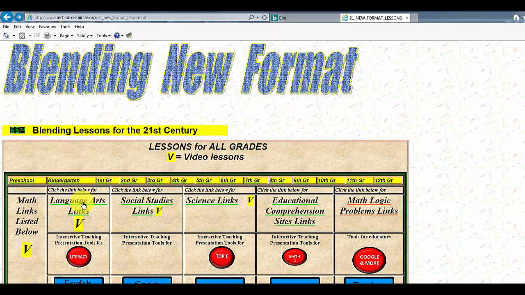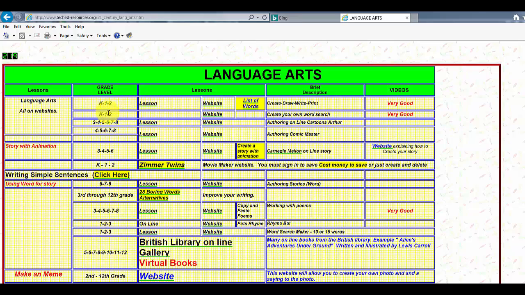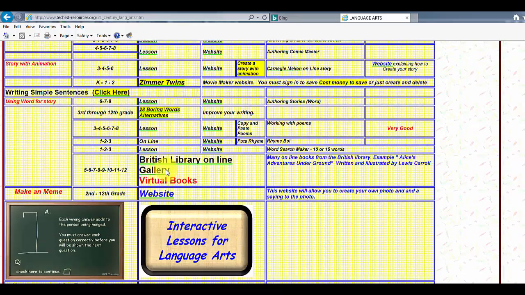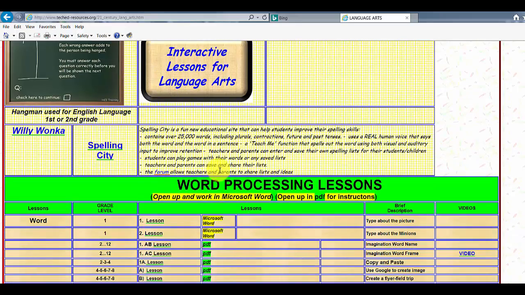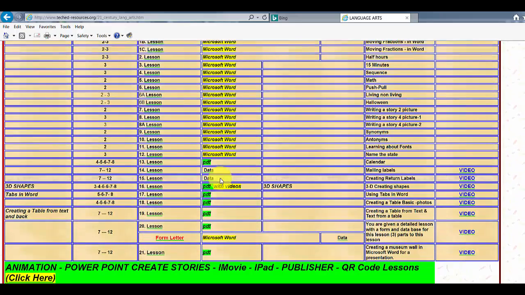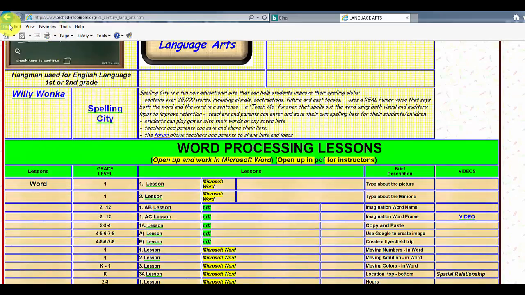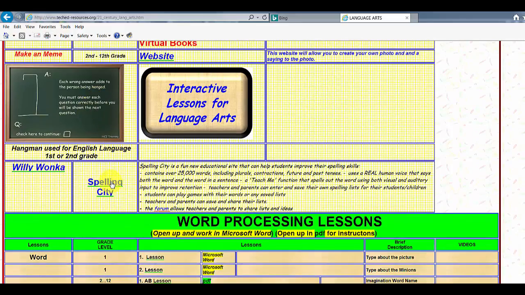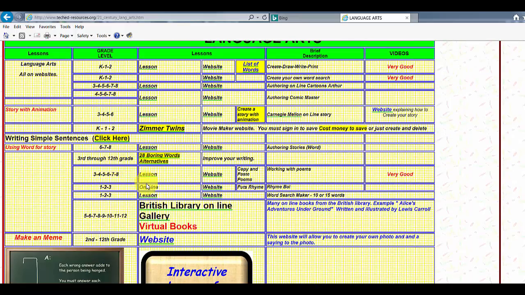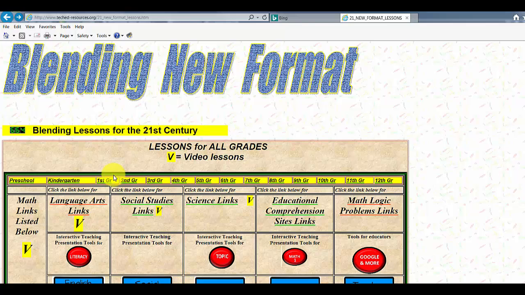Now, language arts. We're going to cover that very briefly. Click on language arts. You'll notice that we've provided the grade level and the lessons for you. Please look at these, and they'll help you out. And we have word processing lessons to show you how to do a lot of different things. And it continues on. So this is really good because it's going to show you where you can find a lot of different things and where they're located.